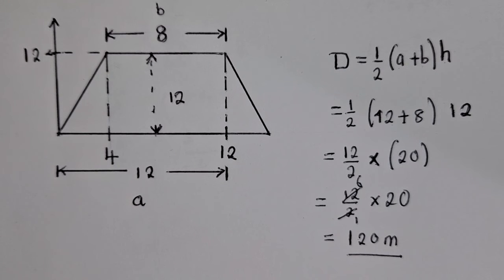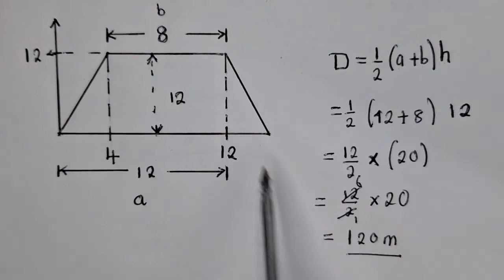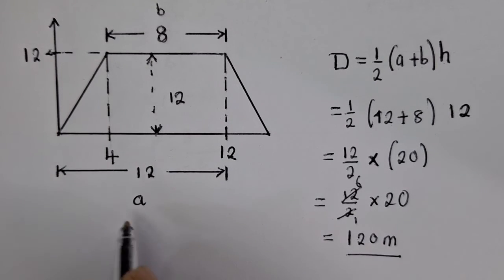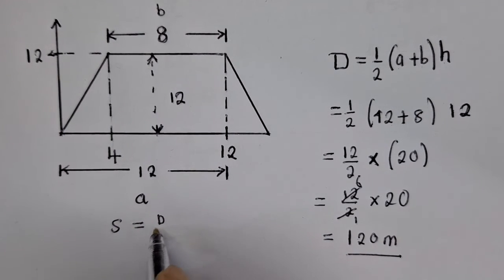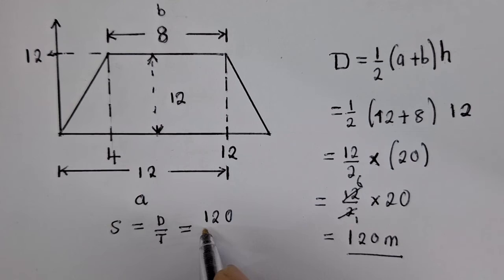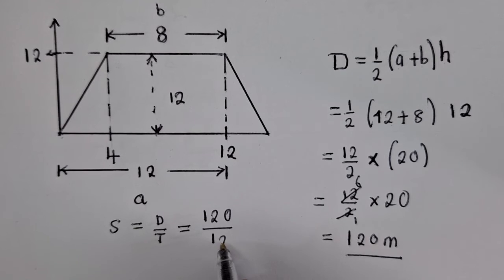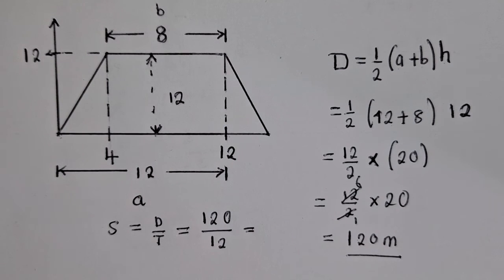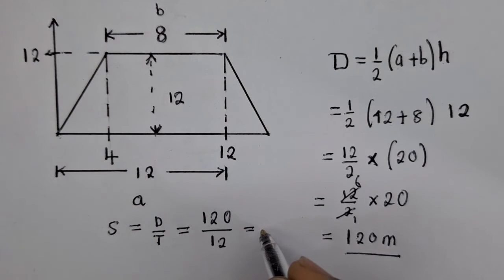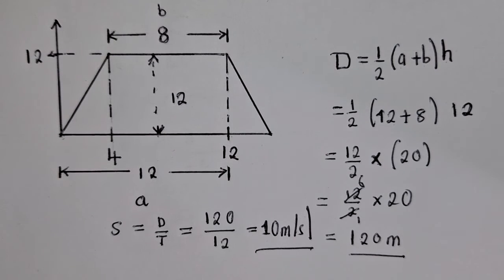So we've found the distance. Distance in the first 12 seconds. So from here all the way up to 12, this is the distance. So now we say speed is equal to distance over time. What is our distance? It's 120 over what is the time? T. From here to here, time is 12. So you divide by 12, and when you divide by 12, you get 10. So our speed is 10 meters per second. This is the answer. 10 meters per second is our speed.